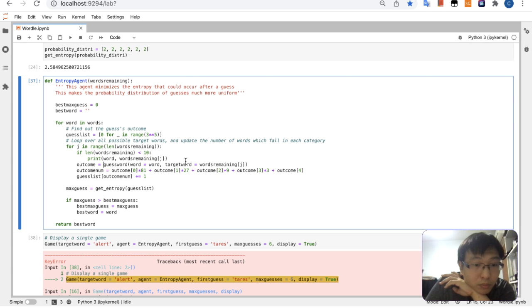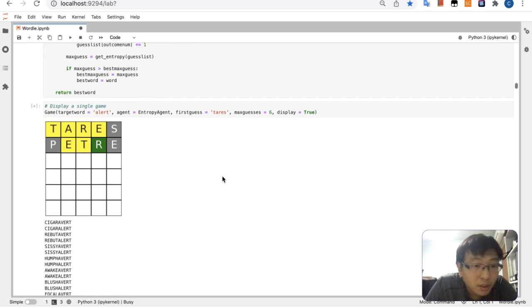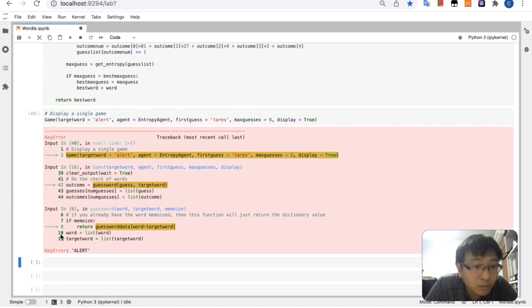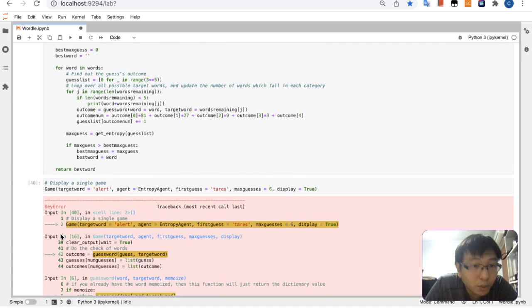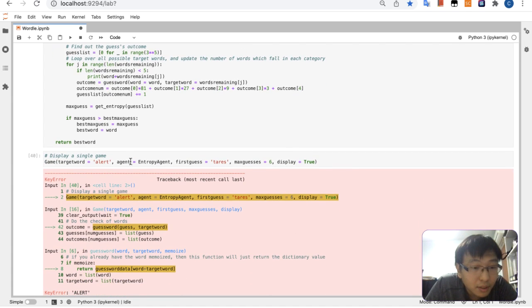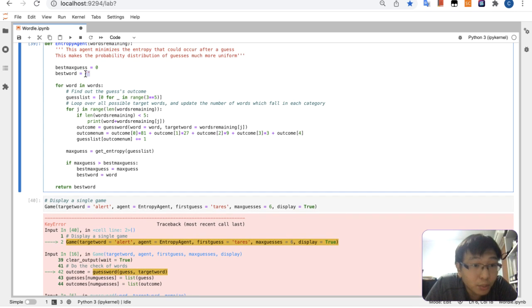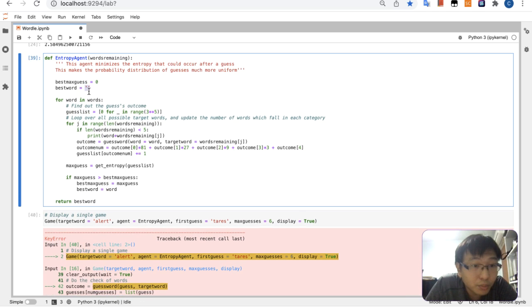Okay, let me try this again. See, it's all here. All of the alerts are there, unless there's no more words left. Unless my guess is, I know. It could be that there's no words left, then my best word is nil.